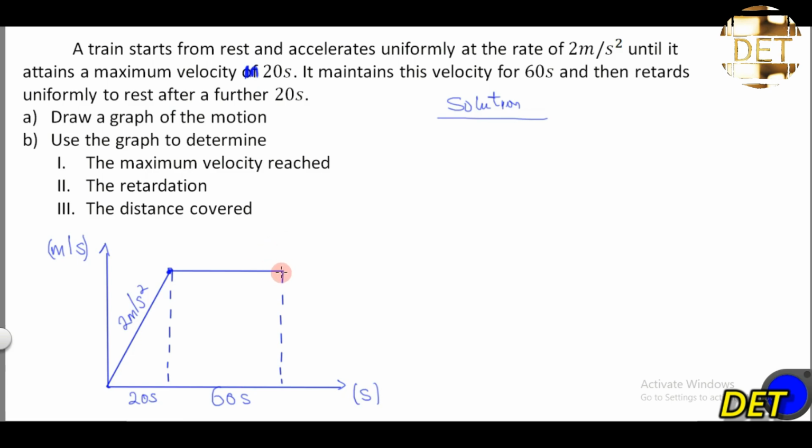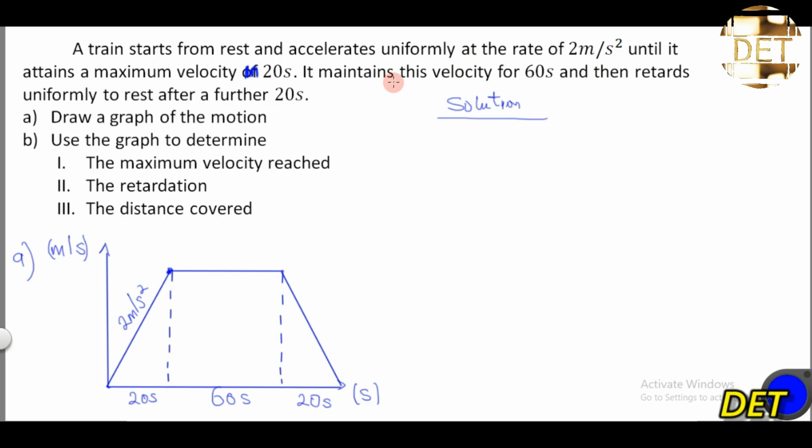So it retards uniformly to rest. So that means it underwent retardation for a further 20 seconds. So the time that was taken was 20 seconds. The first question is to draw a graph of the motion. This is just a graph of the motion, right? So we've answered A here.